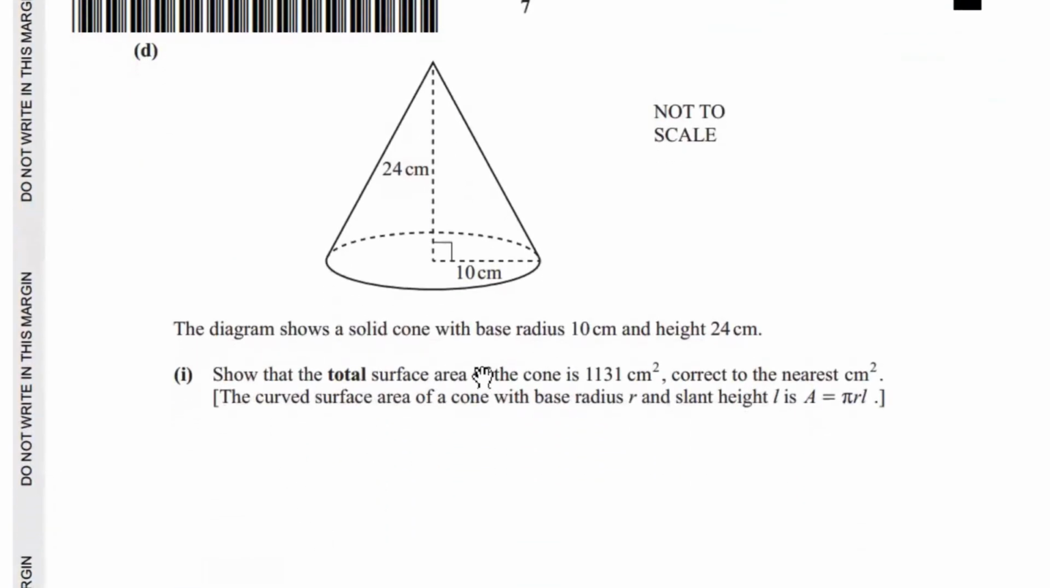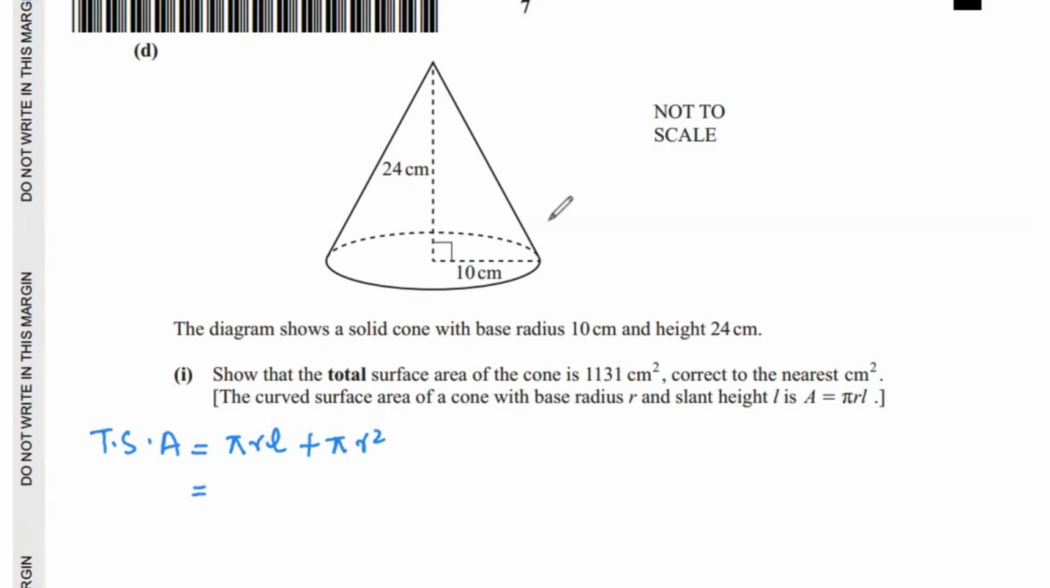Part D: the diagram shows a solid cone with base radius 10 centimeters and height 24 centimeters. Show that the total surface area of the cone is 1,131 centimeters squared, correct to the nearest centimeter squared. The curved surface area of a cone with base radius r and slant height L is A equals pi r L. So the total surface area has the formula of pi r L plus pi r squared, which is the area of the base.